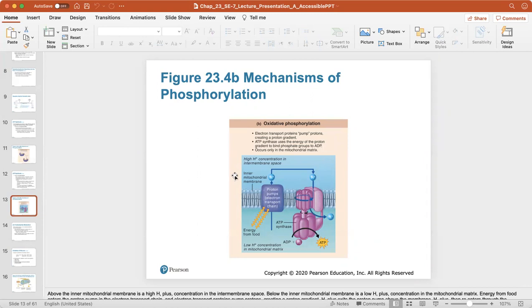The electron transport proteins pump protons, creating a high proton gradient above here. And then ATP synthase uses the energy from the proton gradient to bind phosphate groups to ADP to make ATP. And this occurs only in the mitochondrial matrix.